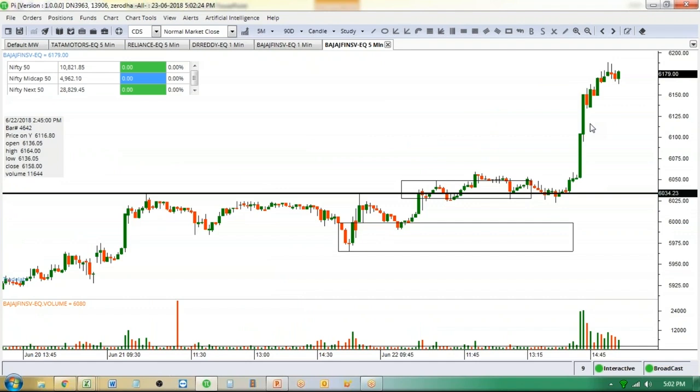Can we buy it at the first box top also? It depends on your risk appetite.